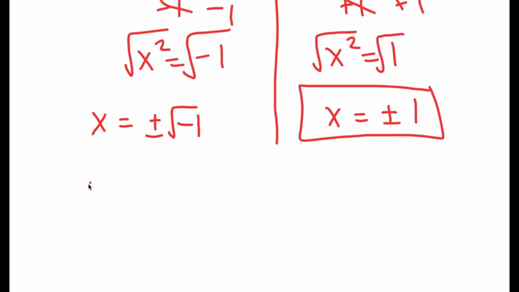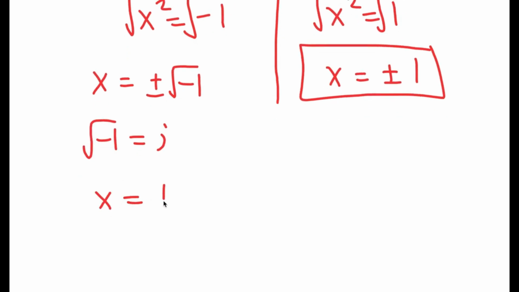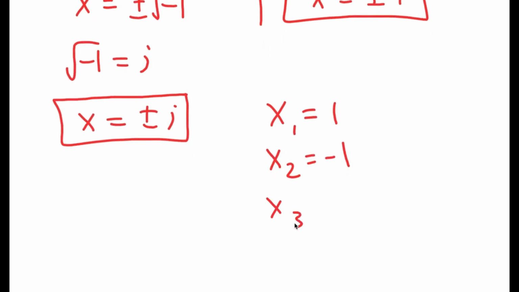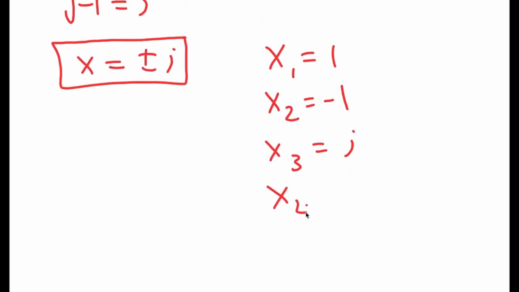Now if you guys already know, the square root of negative 1 is equal to i. So I get x is equal to positive or negative i. So my four solutions to this problem are x equals 1, x equals negative 1, x equals positive i, and finally x equals negative i.